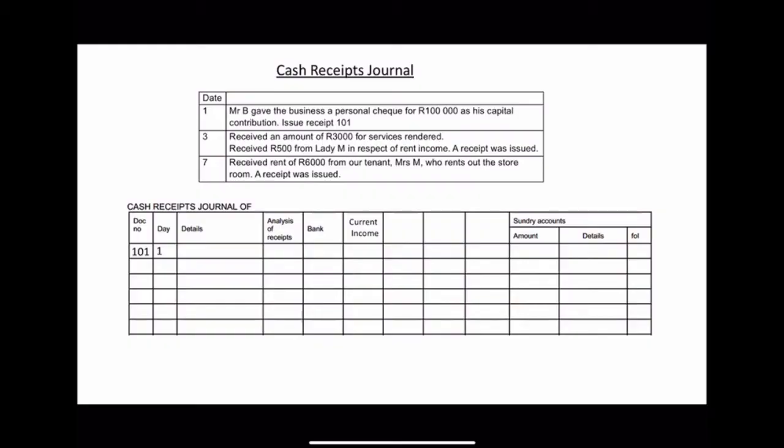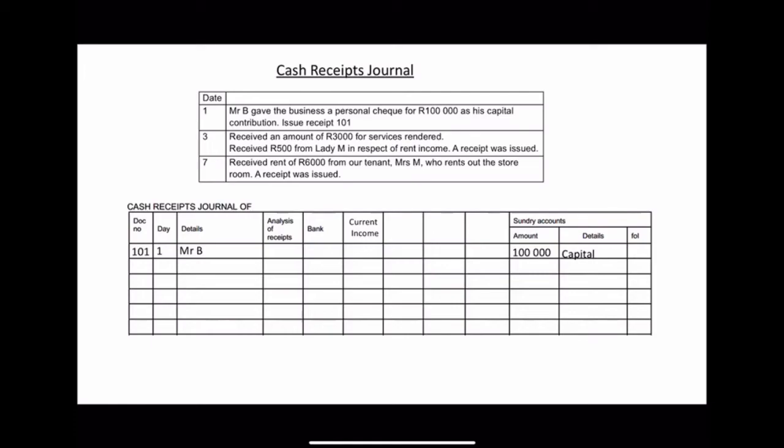Next is details, and we know that Mr. B gave the business a personal check. So the person who gave it to us is the details, and we're going to fill in Mr. B in details. Next, we can see that the 100,000 Rand is for a capital contribution, and there is no column for capital. We have analysis of receipts, bank, and current income. Therefore, there's no capital column, and this amount needs to be put into the sundry account. So we fill it in under the amount of 100,000, and the detail is capital.